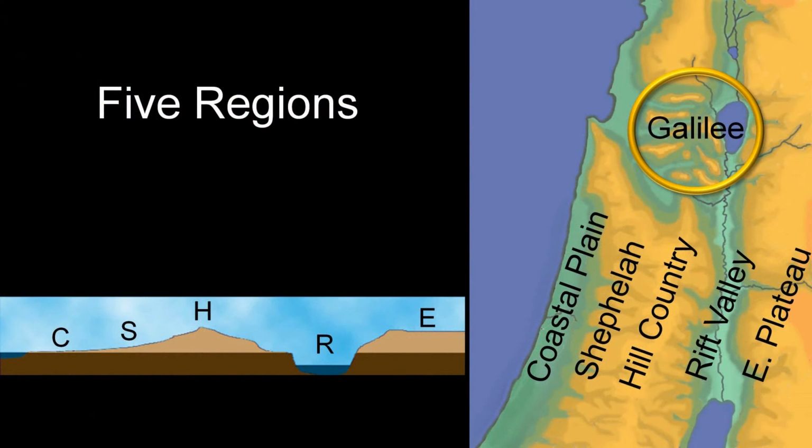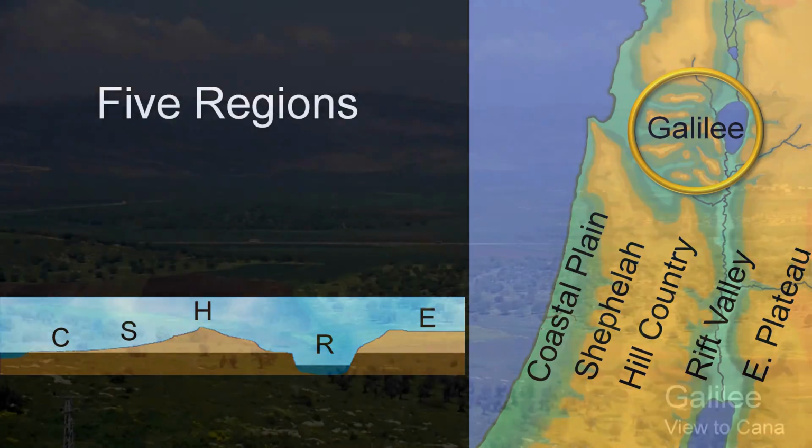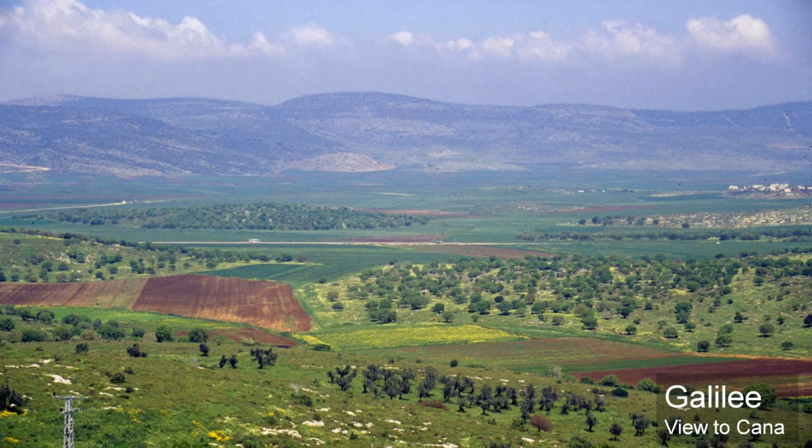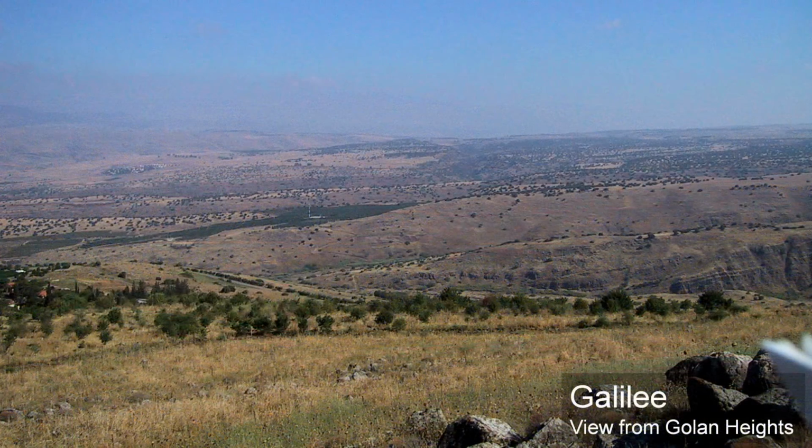In the north, in Galilee, the mountains are broken up, and so there is no rain shadow effect. And because of this, Galilee is more green and fertile than Judah in the south. But even in Galilee, the grassy hills turn brown in the dry season until the rains come again.